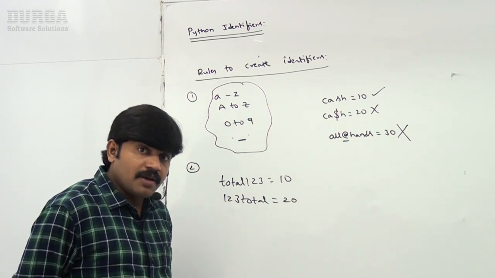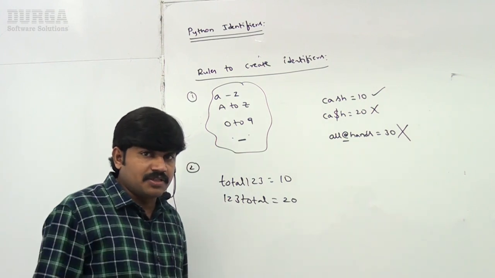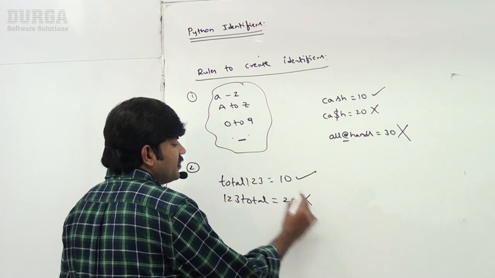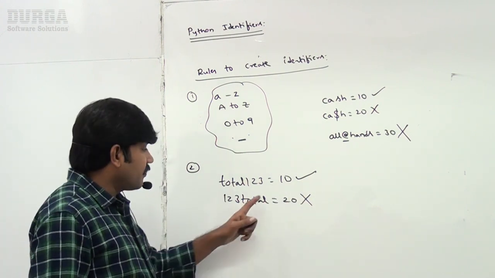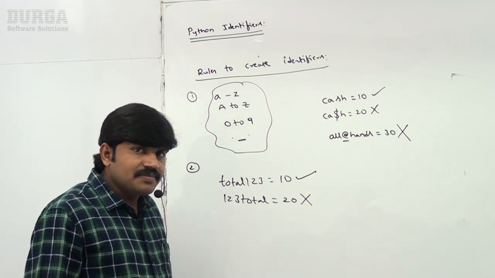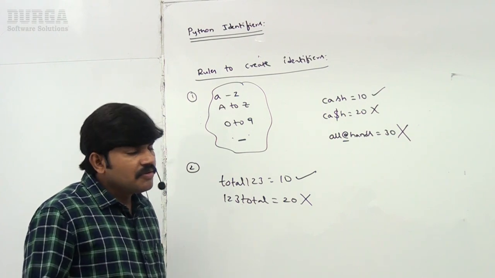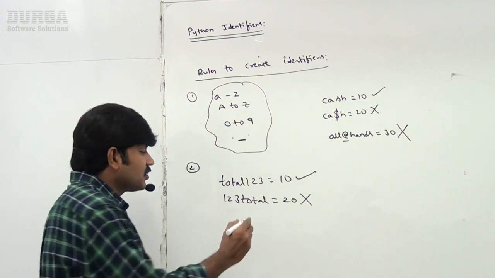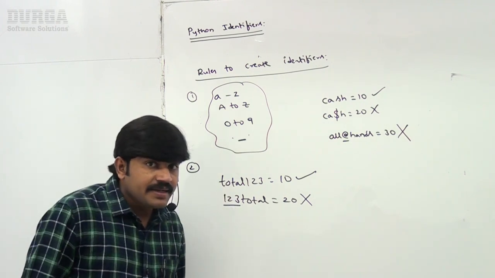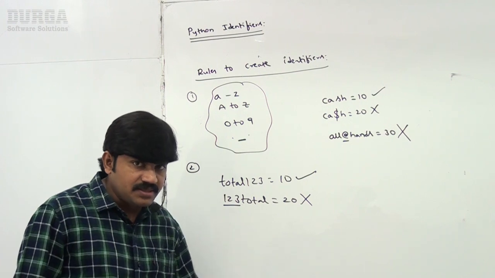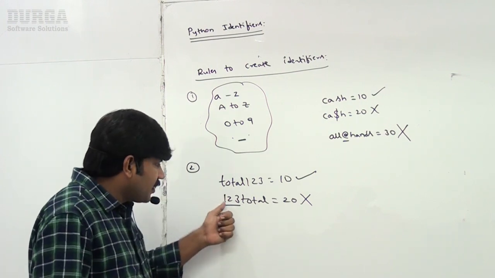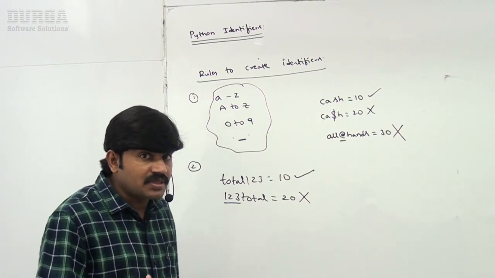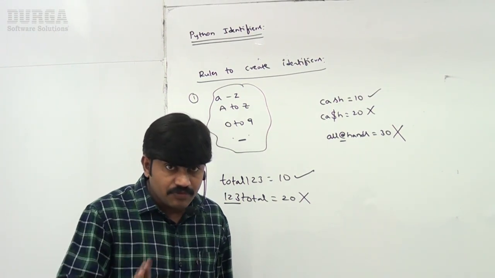This rule is applicable in almost every programming language. Don't feel it is Python specific. Perfectly, the first one is valid and the second one is invalid. What is the reason? Very simple: an identifier should not start with a digit. Observe that. By mistake, if an identifier starts with a digit, immediately a syntax error again. Remember the second rule: identifiers cannot start with a digit.